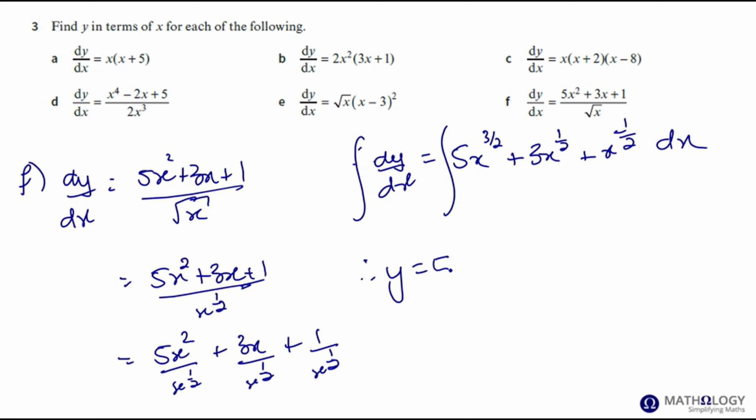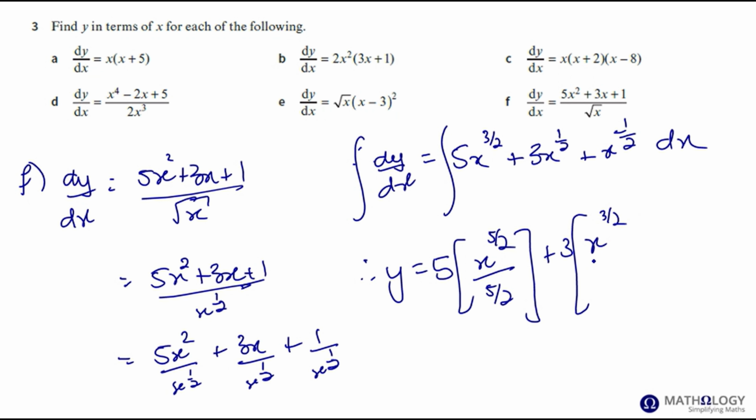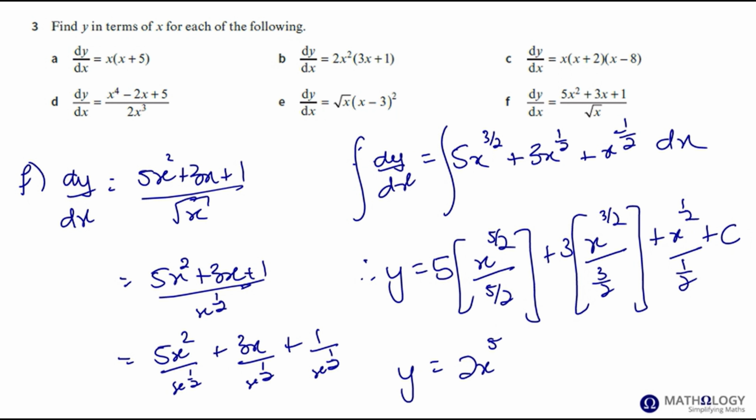So y equals 5 times x to the 3 over 2 plus 1 is x to the 5 over 2, and we divide by 5 over 2, plus 3 times x to the half plus 1, x to the 3 over 2, we divide by 3 over 2, plus x to the minus half plus 1 is x to the half, we divide by a half and add the constant of integration. So y equals 5 divided by 5 over 2, that's going to be 2x to the 5 over 2 plus 2x to the 3 over 2 plus 2x to the half.